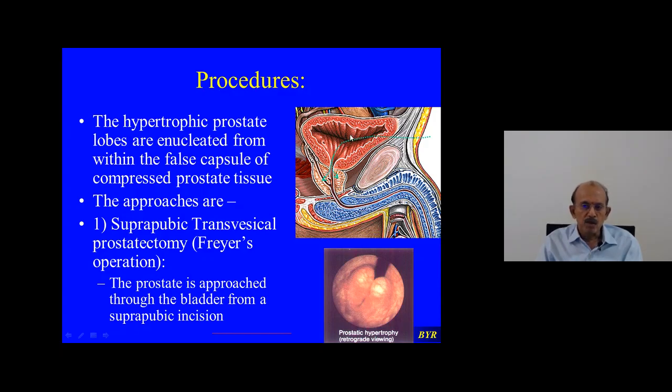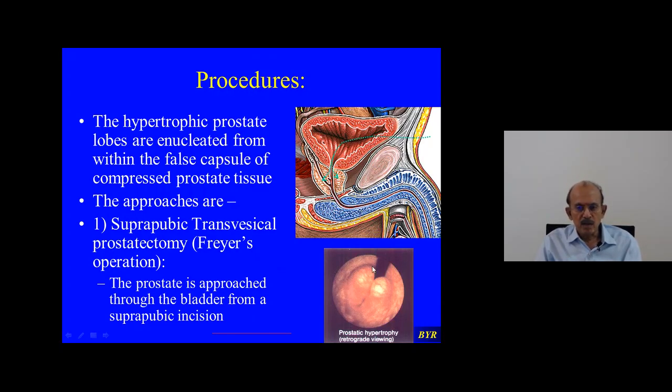Then you pass your finger into the bladder, then pass your finger through the neck of the bladder. And with force, you break the anterior commissure, that is, the anterior lobe. Then you will be able to sweep your finger around the enlarged prostatic lobes. So the prostatic lobes are dissected by blunt dissection, and they are extracted out through the suprapubic incision.